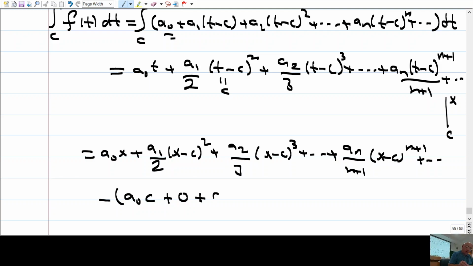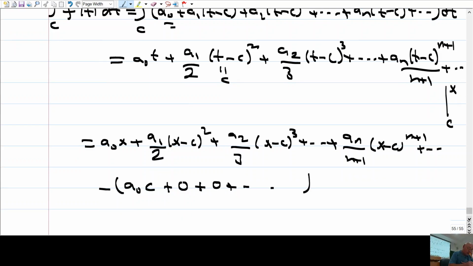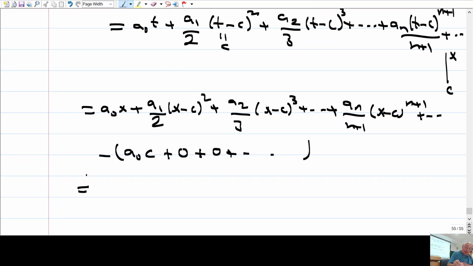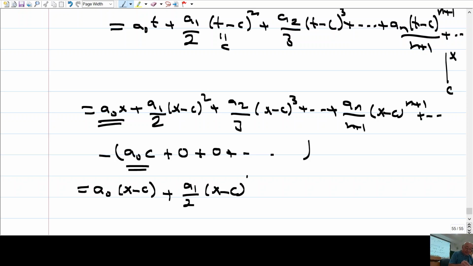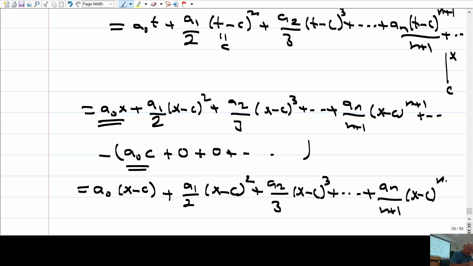All the other ones are 0. So what is left? I have a0 x minus a0 c. So this is also a0 (x minus c) plus a1 over 2 (x minus c) squared, a2 over 3 (x minus c) cubed, up to an over n plus 1 (x minus c) to the power n plus 1, and so on.